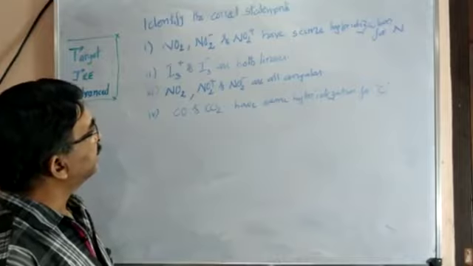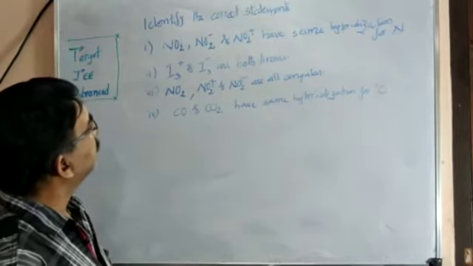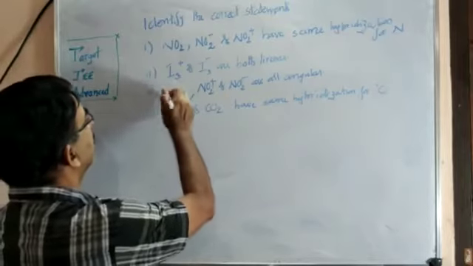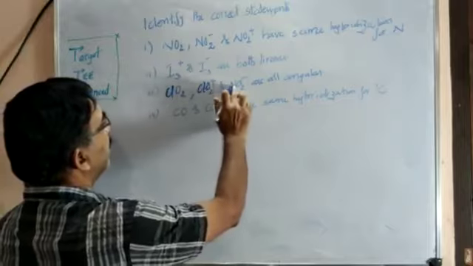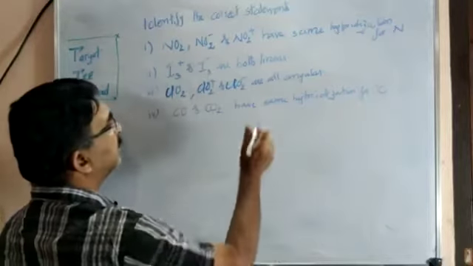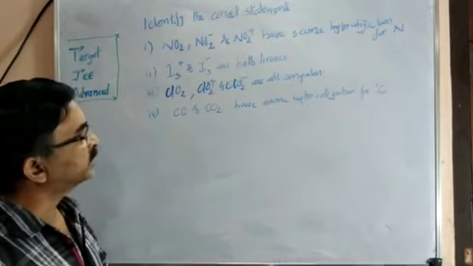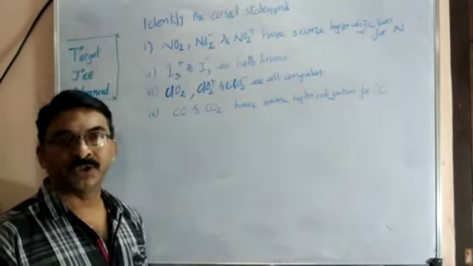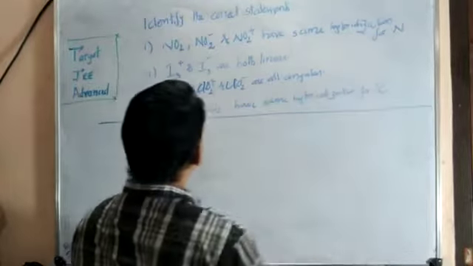Second, I3 plus and I3 minus are both linear. Third, ClO2 plus and ClO2 minus are all angular. And the last one, CO and CO2 have same hybridization for carbon. We will check one by one.